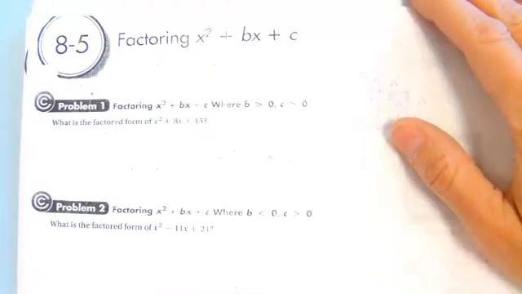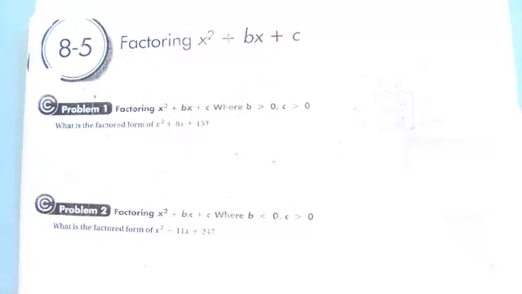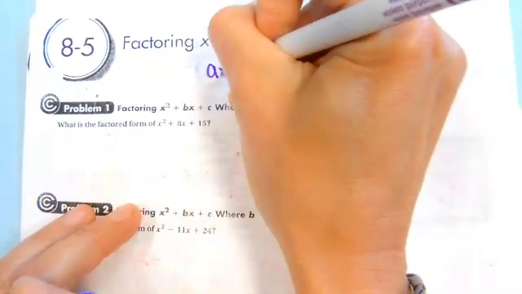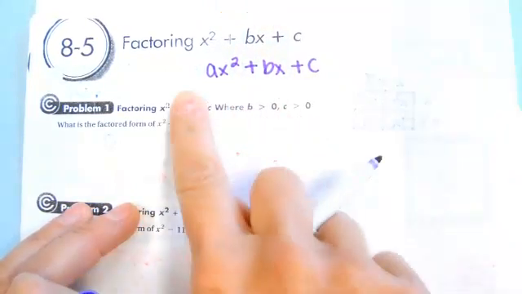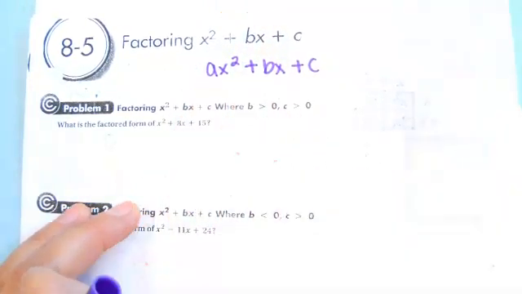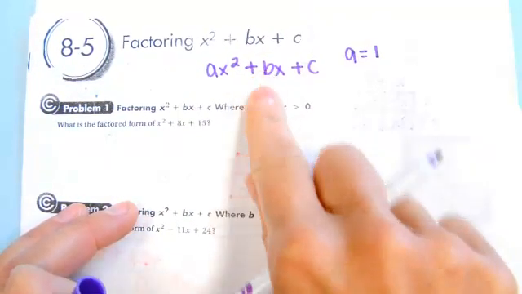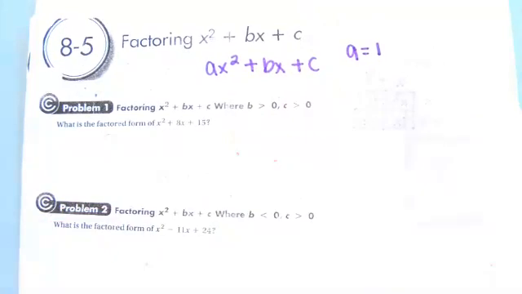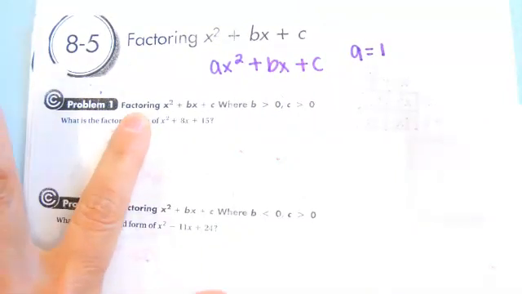Okay, so today we're factoring x squared plus bx plus c. The format for this is always ax squared plus bx plus c, so the coefficients are a, b, and c. In this case, we're only factoring where a is equal to 1. B can be anything and c can be anything, okay? Remember, factoring means we're going to put the parentheses back in.